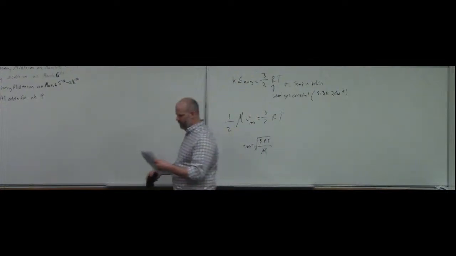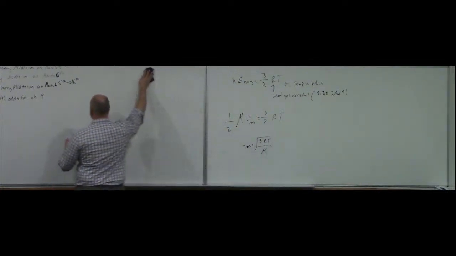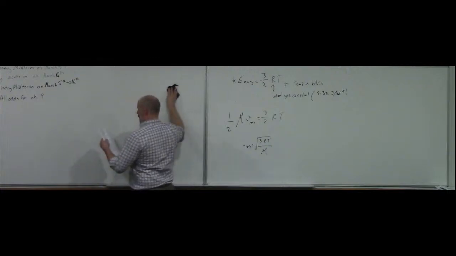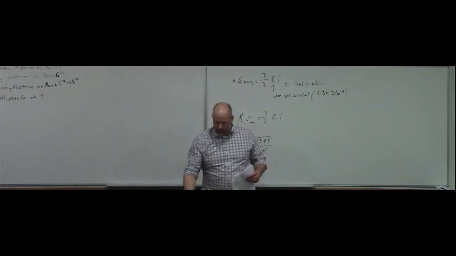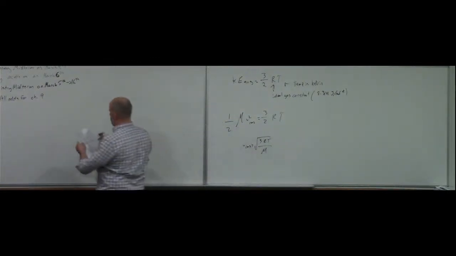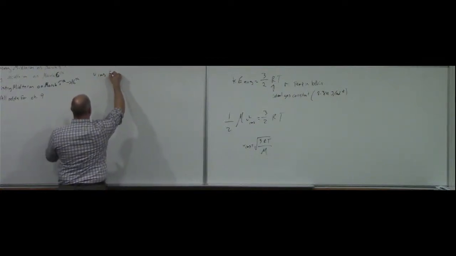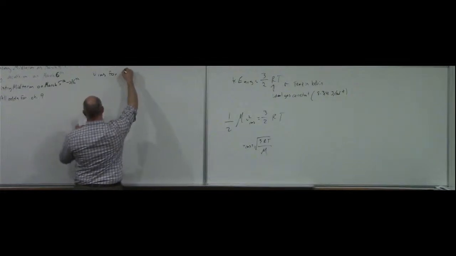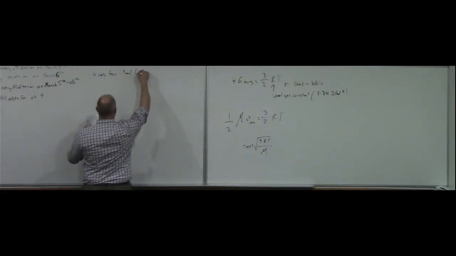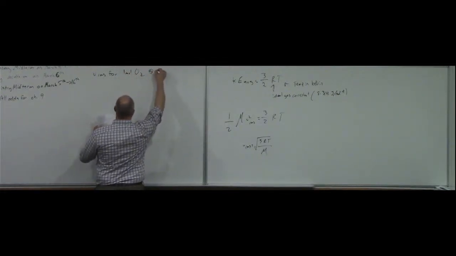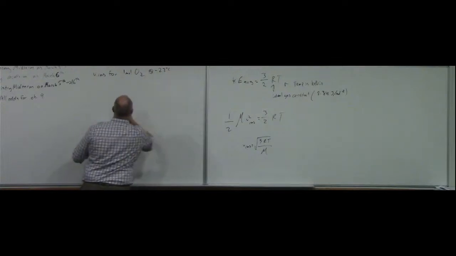Calculate the root mean squared speed for a mole of oxygen molecules at negative 23 degrees centigrade. Okay, so find RMS for 1 mole of O2 at negative 23 degrees centigrade.